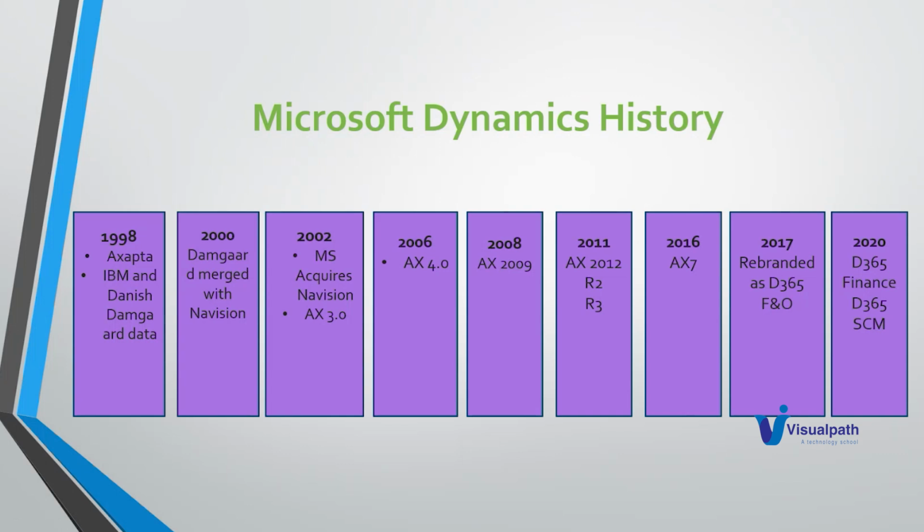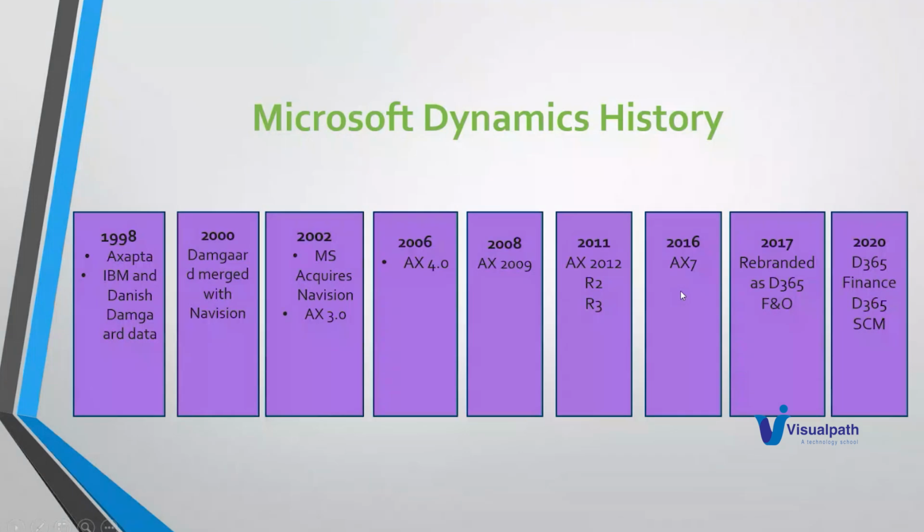In 2006, with some changes within the application and functionalities, they introduced Axapta 4.0. In 2008, again they made some more improvements. They keep doing innovations on the product and keep adding new things, and they released the Axapta 2009 version. In 2011, they released an entirely new interface with new functionalities, which is AX 2012. In AX 2012, we have three different versions: R1, R2, R3.